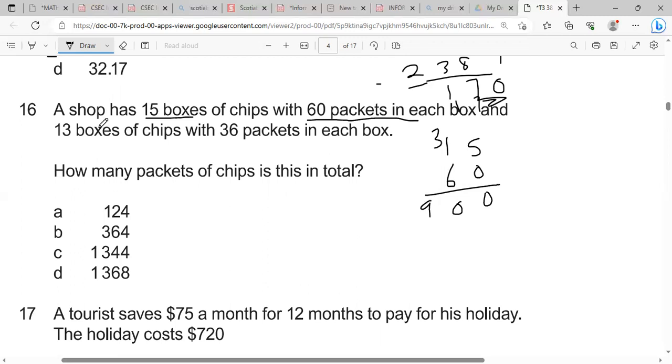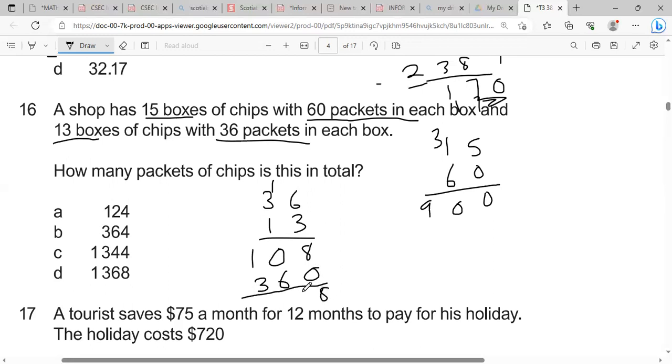The next one has 13 boxes with 36 packets. So let's work out that. 36 times 13. 3 times 6 is 18. 8 carry 1. 3 times 3 is 9 and 1 is 10. So that's 108. Put a 0 to hold the space. 1 times 6 is 6, 1 times 3 is 3. So we have 468. So let's add that to it.